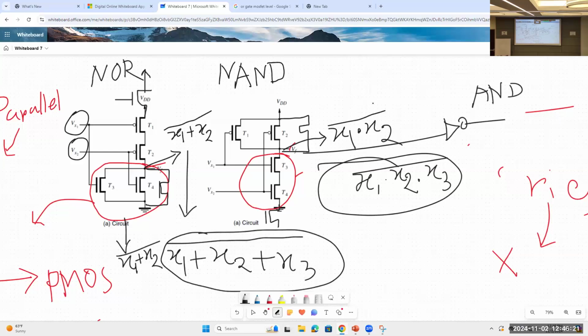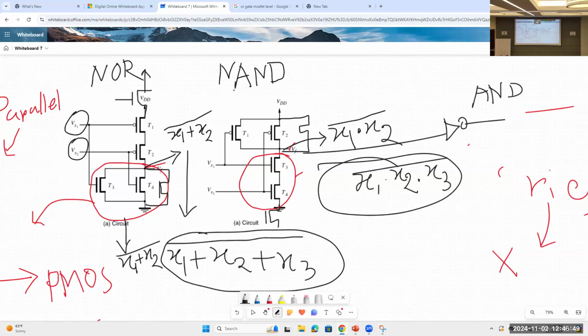Okay, so if we can make a NAND, we can easily make an AND. And if we can make a NOR, we can easily get an OR by just inverting it. But the inverting operation is nothing, it's very simple. The main idea is NAND and NOR. That's how, using NOR and NAND, you can make AND or whatever and any other function.